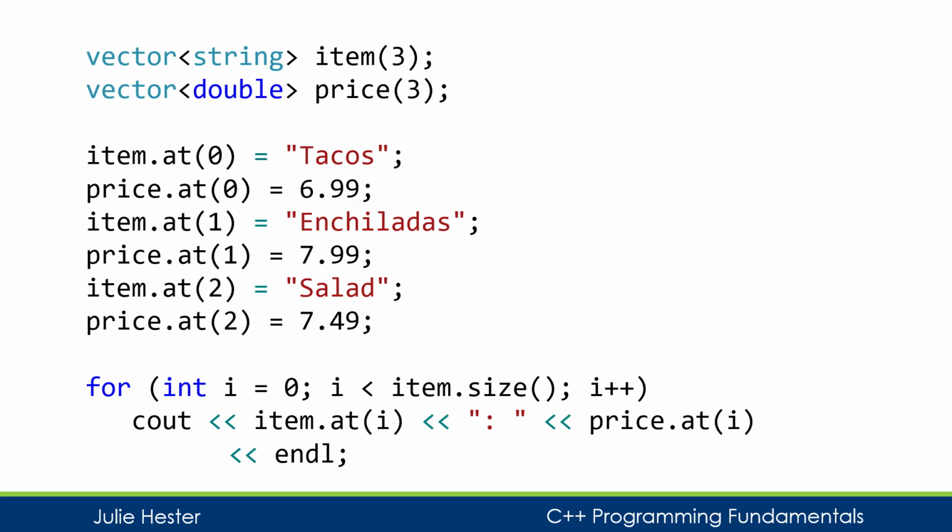And since I'm using my iterator variable as my subscript, I'll always be referencing the 2 related items for each of the vectors. And if this loop were to execute, I would then see tacos $6.99, enchiladas $7.99, and salad $7.49.